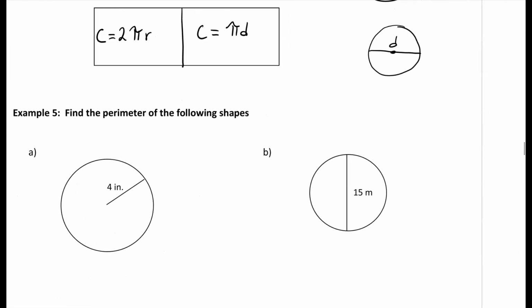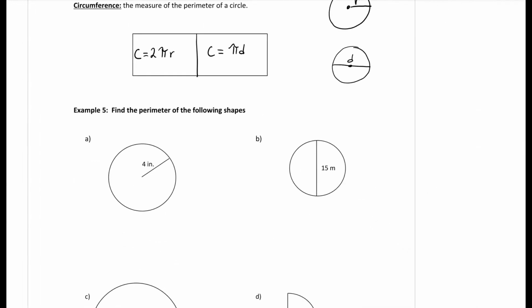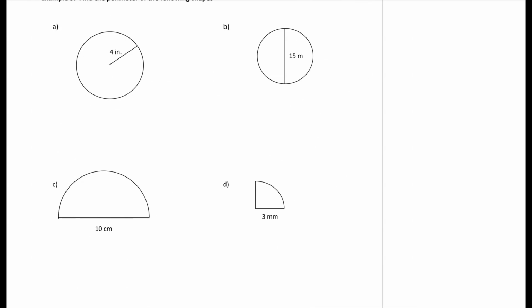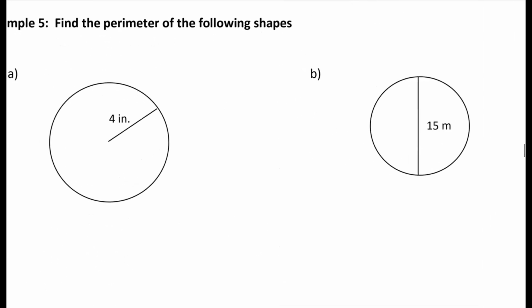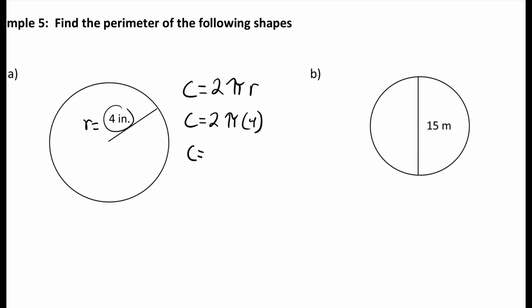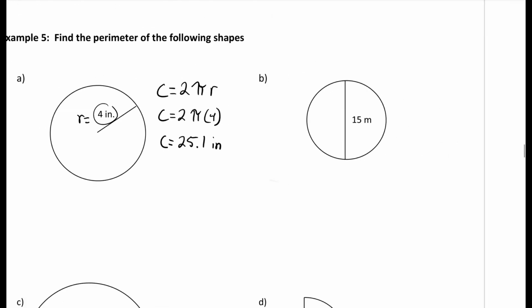When we're looking at the shapes below, we'll be given different options. So we'll be given the radius, we'll be given the diameter. Some are going to be half circle, one's going to be a quarter circle. So we're going to have to look at all the different ways to calculate this. When we're looking at just using the radius, we're going to do circumference equals 2 pi r. Now, we have a radius of 4 inches, so we can go C equals 2 pi times 4. Once we put this into our calculator, 2 times pi times 4, we get a circumference of 25.1 inches. Again, do not forget your unit.